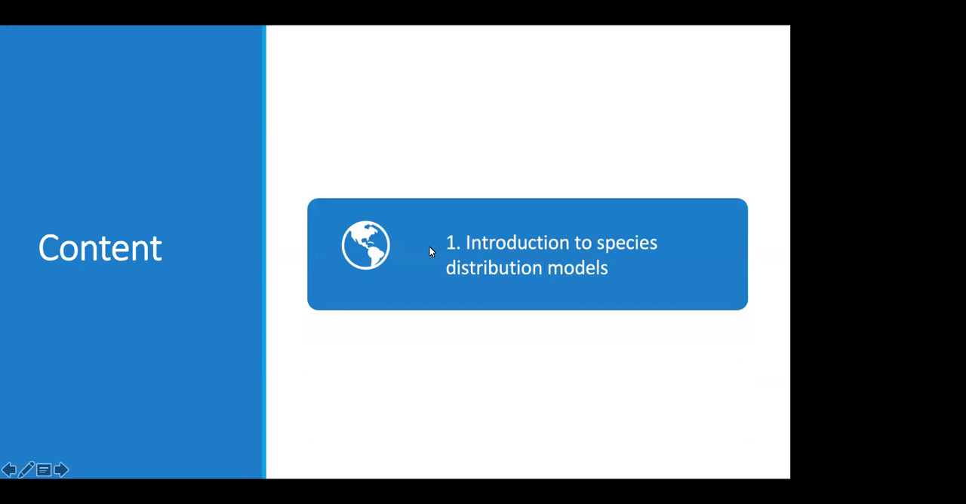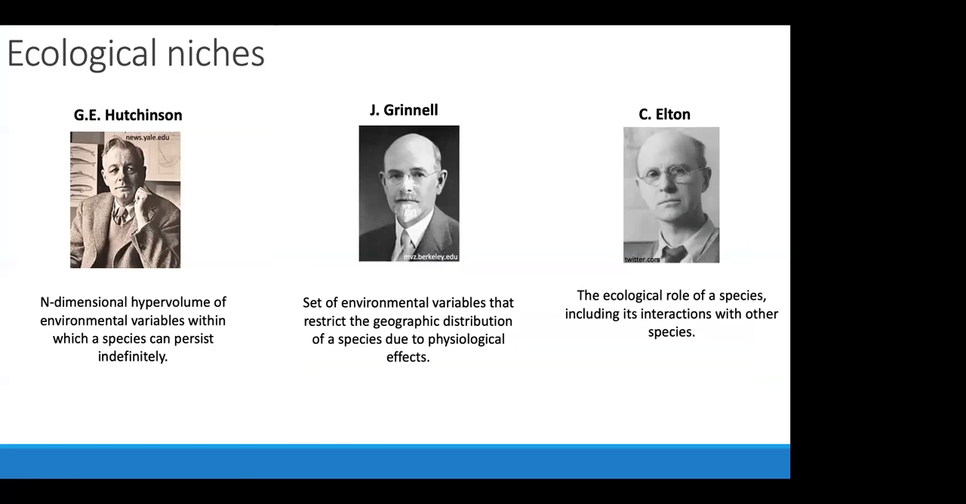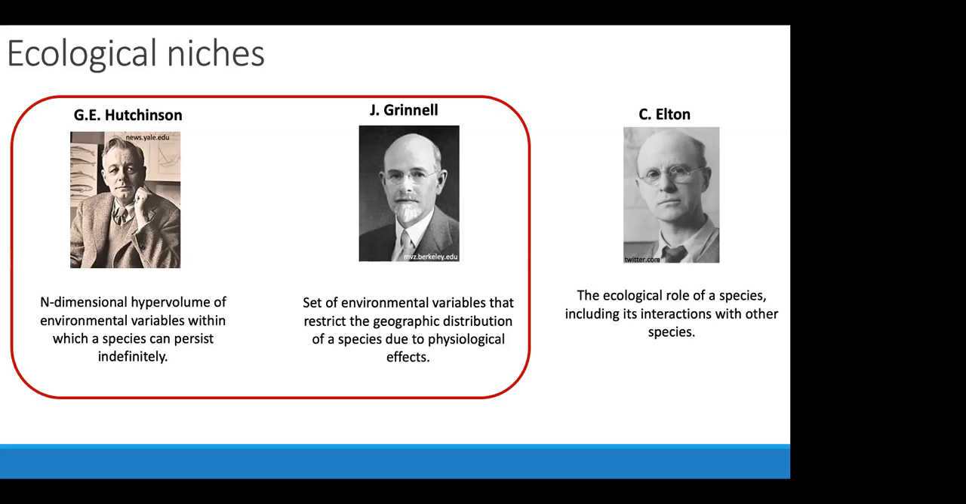All right, so I'm going to start with an introduction to species distribution modeling. At the heart of species distribution modeling, at the basis of it, is the concept of the ecological niche. And ecological niches can be a little bit confusing for species distribution modeling beginners because there's more than one definition of the ecological niche. Species distribution modeling generally refers to the Grinnellian distribution of a niche, which is very related to the Hutchinsonian definition of an ecological niche.